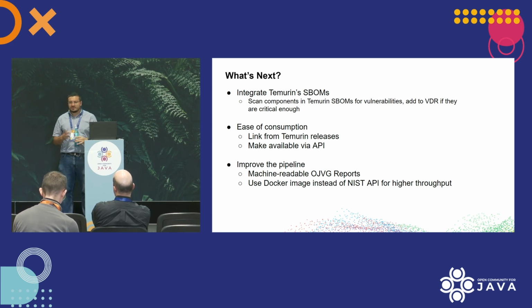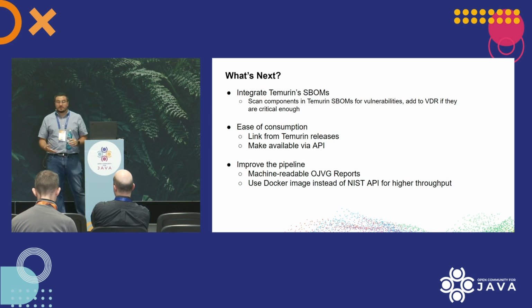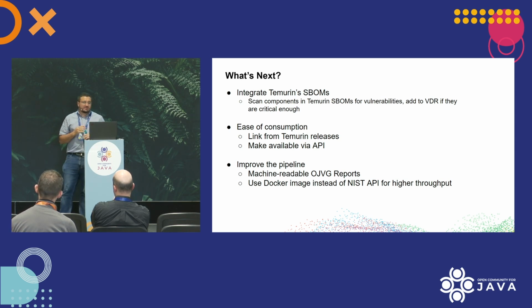We might try to leverage Dependency-Track to do that for us automatically. The challenge we might face here is it might be a bit noisy, and we'll have to come up with good ways to detect which vulnerabilities are real and which are false positives. In terms of ease of consumption, we'd like to link it from the Temurin releases and make it available via some kind of API. And we'd like to improve the pipeline, right?